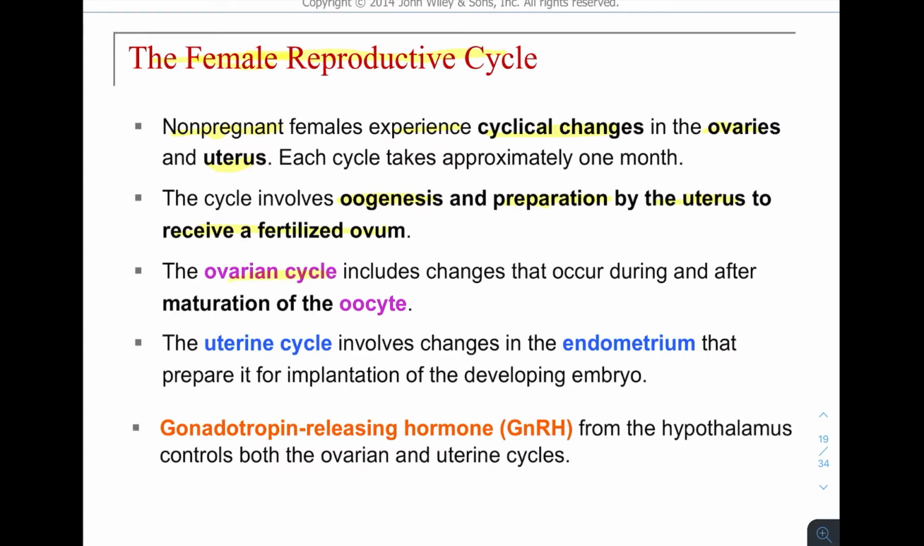The ovarian cycle includes the changes that occur during and after the maturation of the oocyte. The uterine cycle involves the changes in the endometrium that prepare it for implantation. And all of this is going to start with gonadotropin releasing hormone from the hypothalamus.